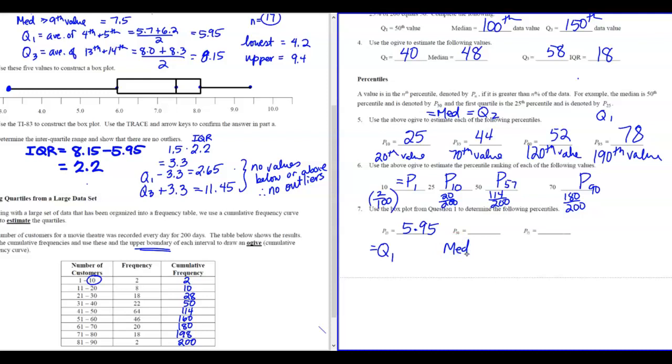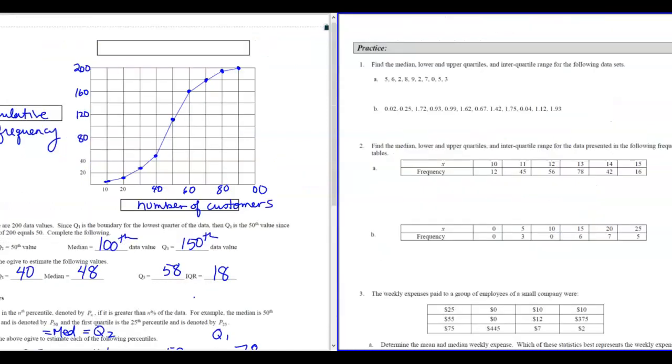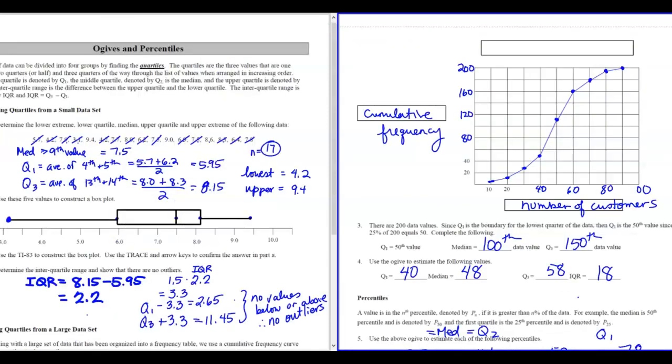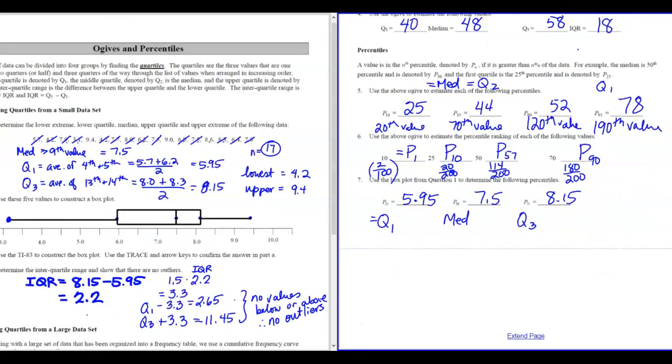So the 50th percentile is the median, and that was 7.5. The 75th percentile is Q3, and that was 8.15. Then you have practice. Okay? Practice or review for your quiz.